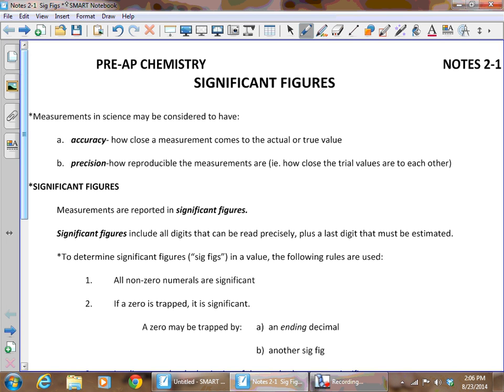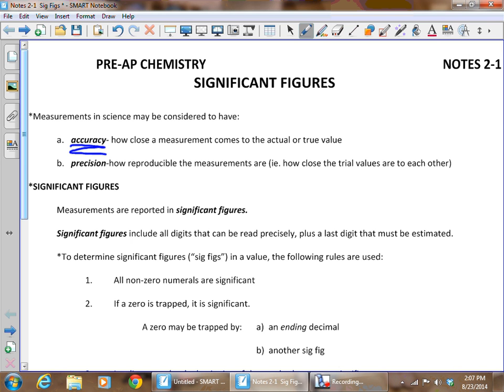Today we want to talk about significant figures and how we report values in science. Now, when we report values, we have to think about the accuracy and precision of those values. Now, sometimes those words are used kind of interchangeably in the English language in just regular talking, but in science they do not mean the same thing.